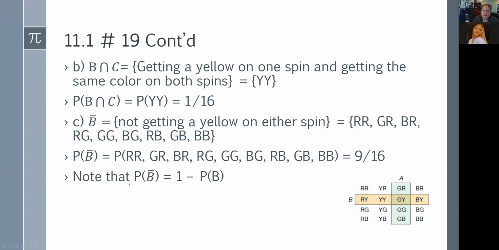So notice that the probability of B complement is equal to 1 minus the probability of B. So if we counted up the number of spins that have at least one yellow, we have 1, 2, 3, 4, 5, 6, 7. So the probability of B would be 7 out of 16. And we can see that the probability of B complement is 1 minus 7 out of 16.